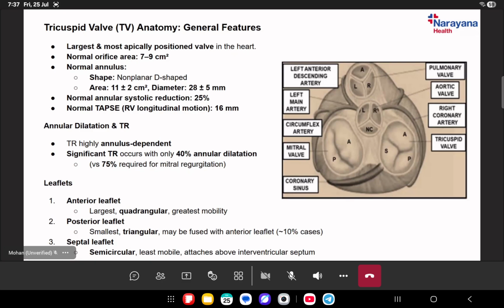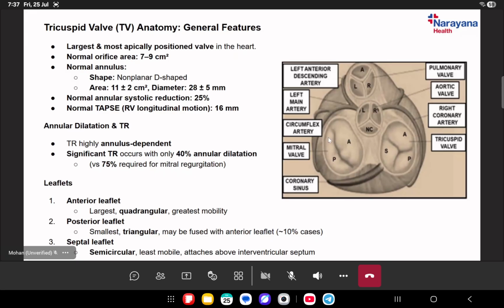Coming to the leaflet anatomy: the anterior leaflet is the largest, quadrangular, and has the greatest mobility. The posterior leaflet is the smallest and triangular, and may be fused with the anterior, sometimes in around 10% of cases. The septal leaflet is semicircular, least mobile, and attaches above the interventricular septum.